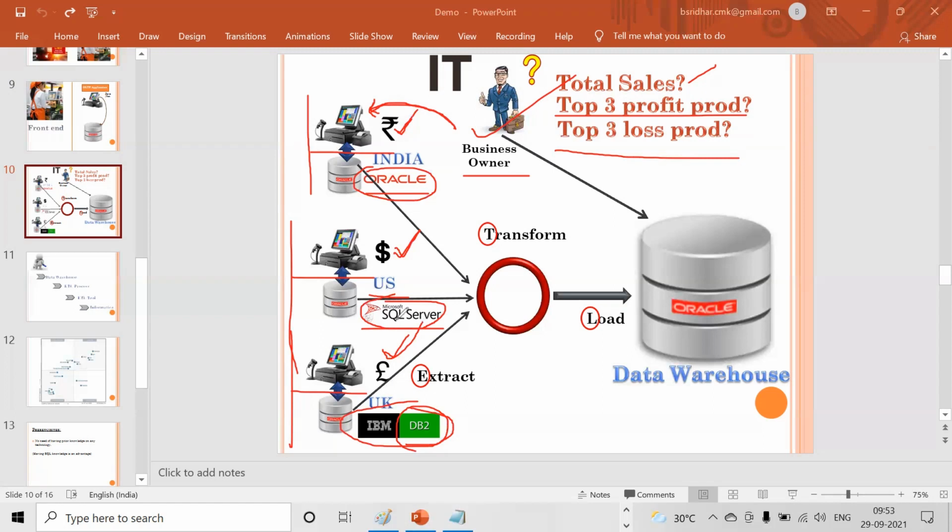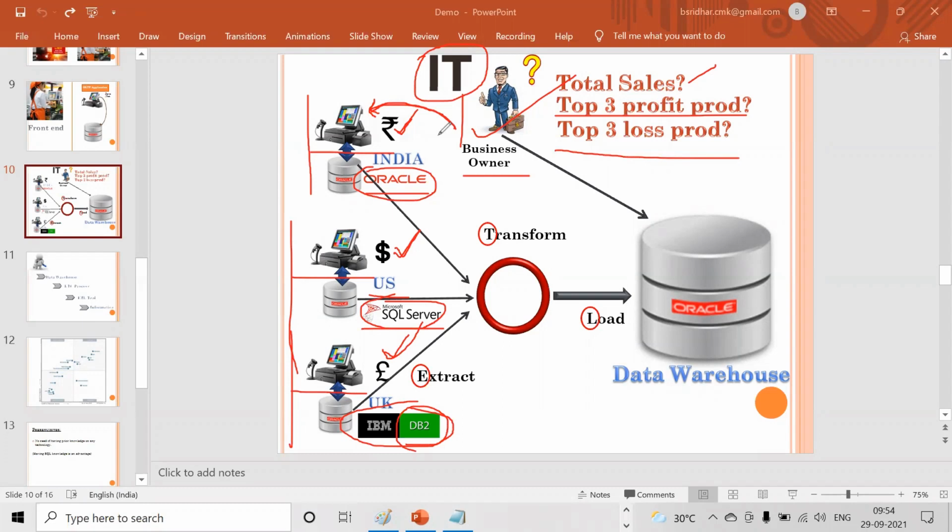Then again, this business owner went to IT and explained, boss, earlier I said I have a problem and you gave a beautiful solution, which is OLTP systems, due to which we are able to run our business very smoothly. But now we got a new problem, that is due to your OLTPs and the internet, we spread across the globe. Now we are not able to analyze our business data properly because different storage systems are there, different currencies are there.